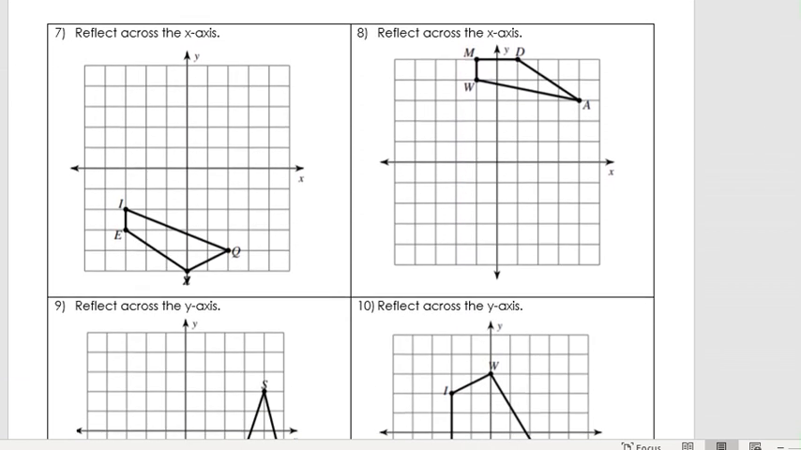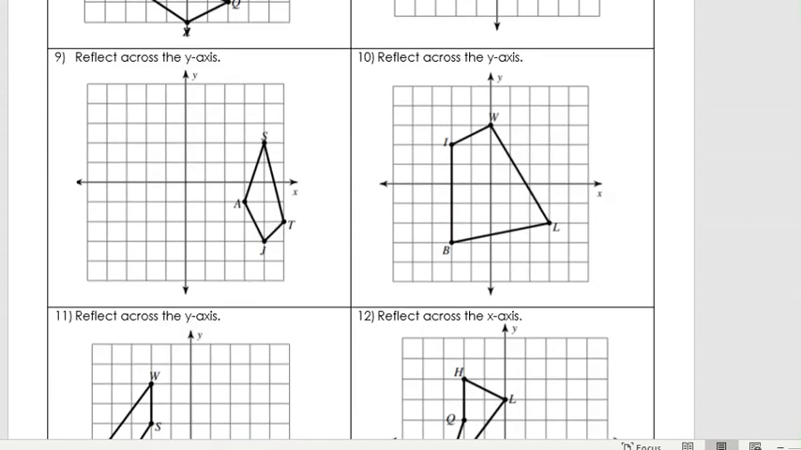So the first one is reflect across the x. So you would put your pencil on I, count 2 hops to the x-axis. So you're going to do 2 hops away from the x-axis, and right here would be your first point, and that would be I prime. And then you would do the same thing for Q, 1, 2, 3, 4. 1, 2, 3, 4, and so this would be Q prime, and so forth until you have the new figure up here labeled.